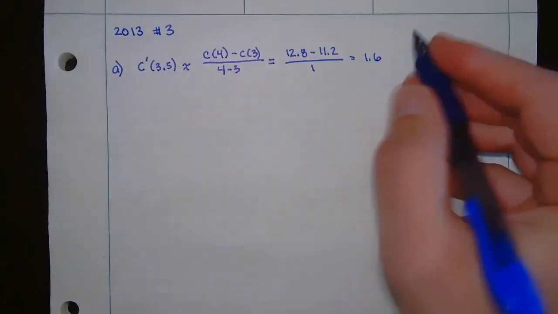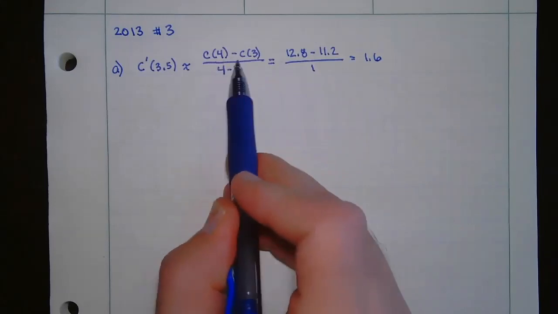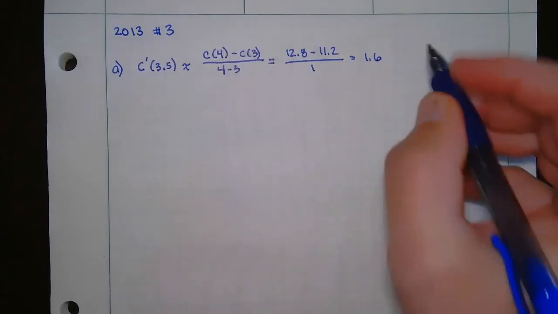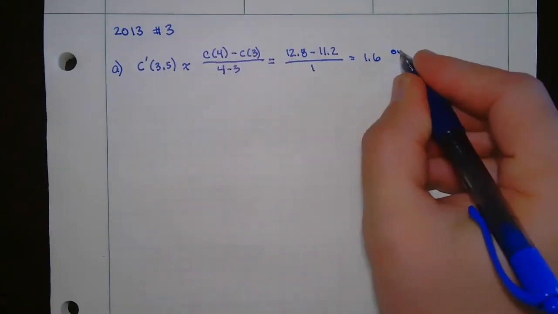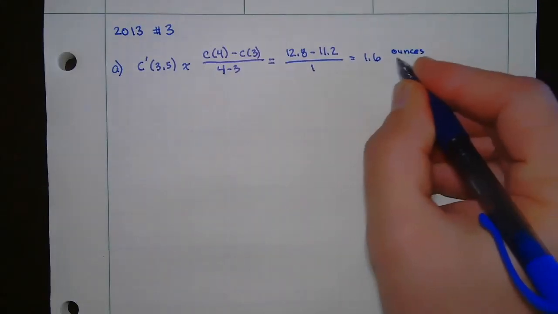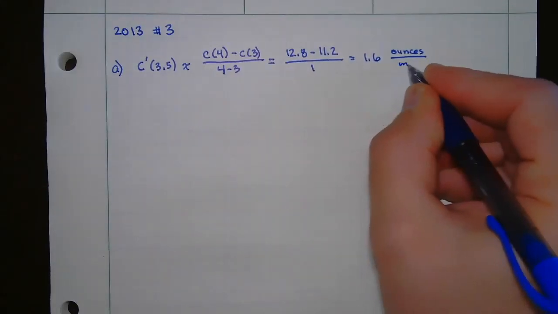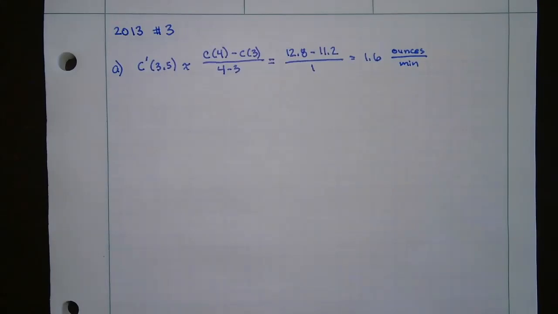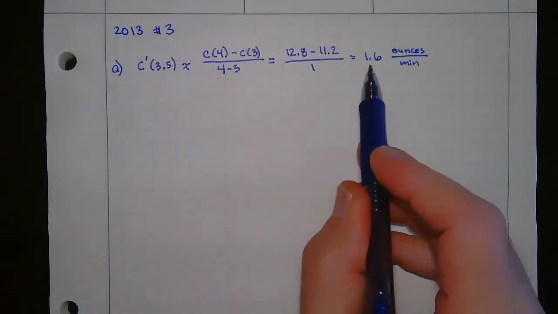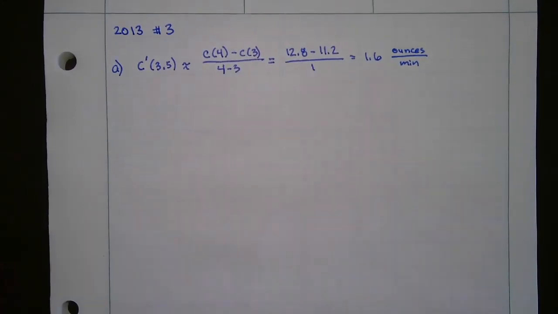And so what are the units? Well, what are the units for the function c? It's ounces. So we'll write ounces per minute. And that's the units for c prime of 3.5. Since this is positive, that would mean it's increasing 1.6 ounces per minute, or the amount of coffee is increasing 1.6 ounces per minute. Okay, let's move on to part B.